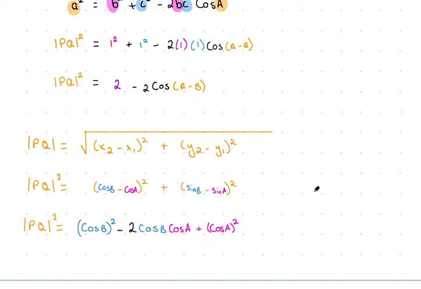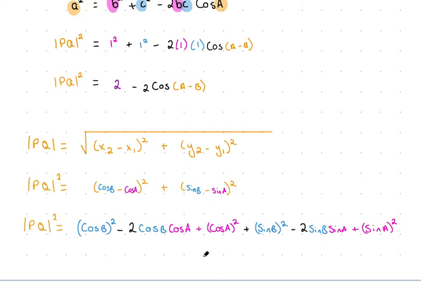Then I'm going to get the same thing when I square this out, but in terms of sine. So we're going to have sine of b all squared, minus twice the product, so minus 2 sine b sine a, so I'm going to fill that in. So sine of b sine of a, and then we're going to have plus sine a all squared.